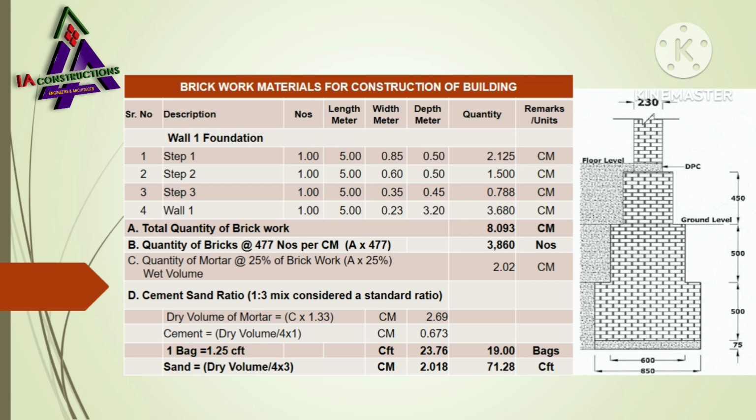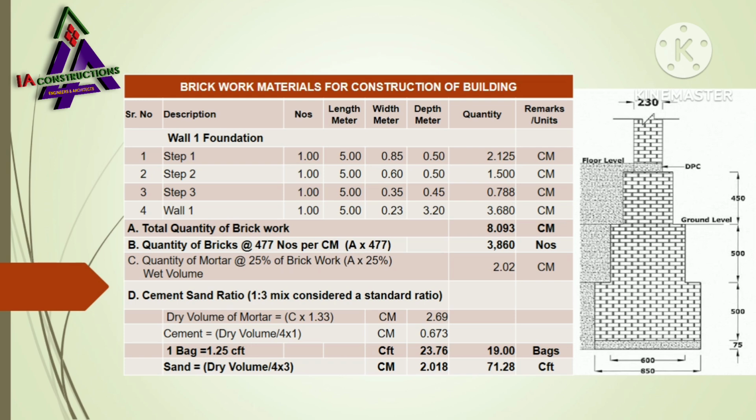In serial C, I have taken off total quantity of mortar required for brickwork. For construction of 9 inch wide wall, 25% of total quantity of brickwork is required for mortar. So according to this formula, we find out 2.02 cubic meter quantity of wet mortar.